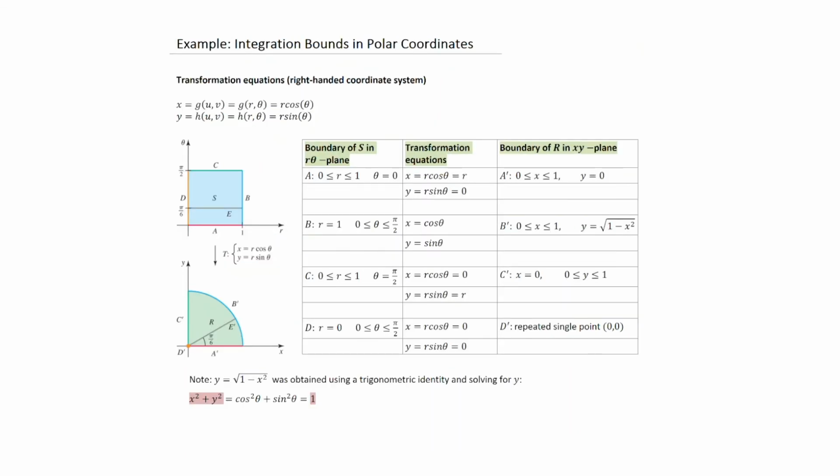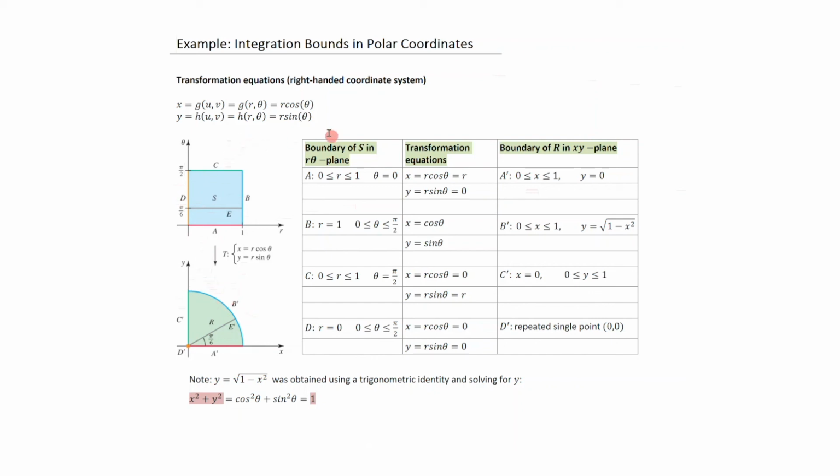All right, so we'll do an example now: integration bounds in polar coordinates, which you're sort of familiar with. We're going to let x equal g(u,v), but we're going to use different variables. Instead of u and v, we're going to use r and theta because you're familiar with them. So x will be r cosine theta, and y will be r sine theta. Now what we want to do is first find the integration bounds, and then figure out what the new differential area looks like. Let's look at what happens in the r-theta plane versus what happens in the xy plane.